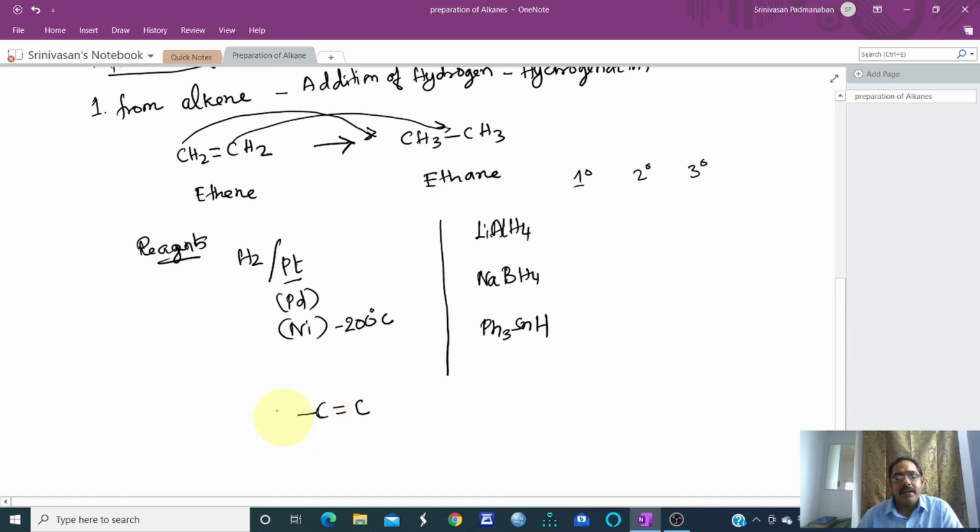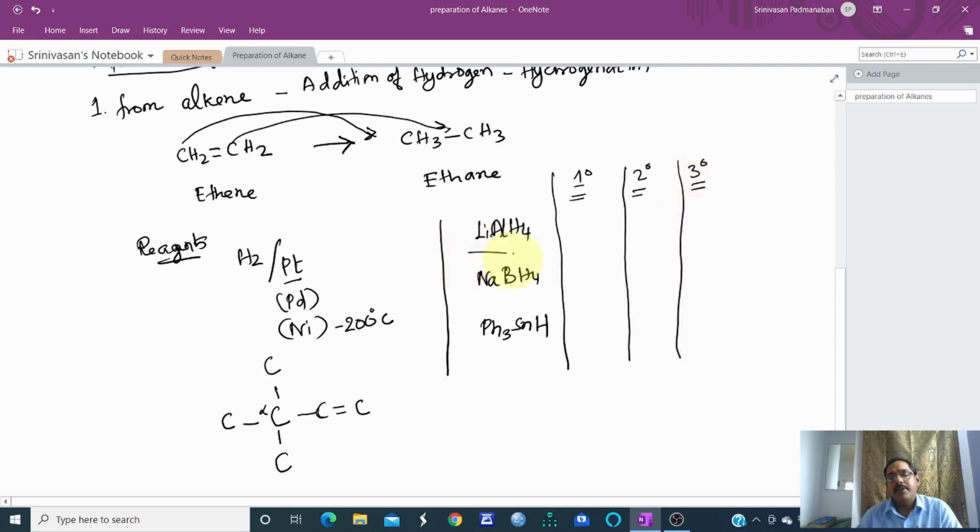If the alkene is attached to a carbon, this carbon atom is called alpha carbon. If the alpha carbon is attached to one other carbon, we call it primary. If the alpha carbon is attached to two carbon atoms, then we call it secondary alkene. If the alpha carbon is attached to three other carbon atoms, then we call it tertiary alkene. So with these three different types, there is a little bit of difference. So we will differentiate this.